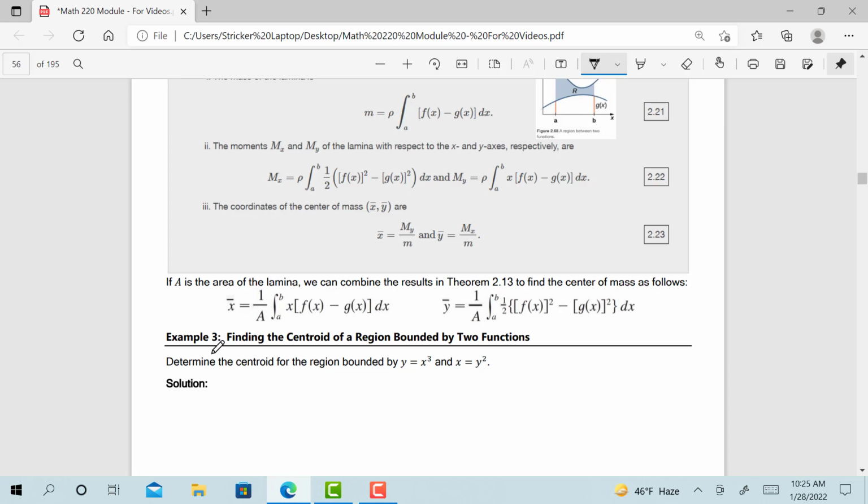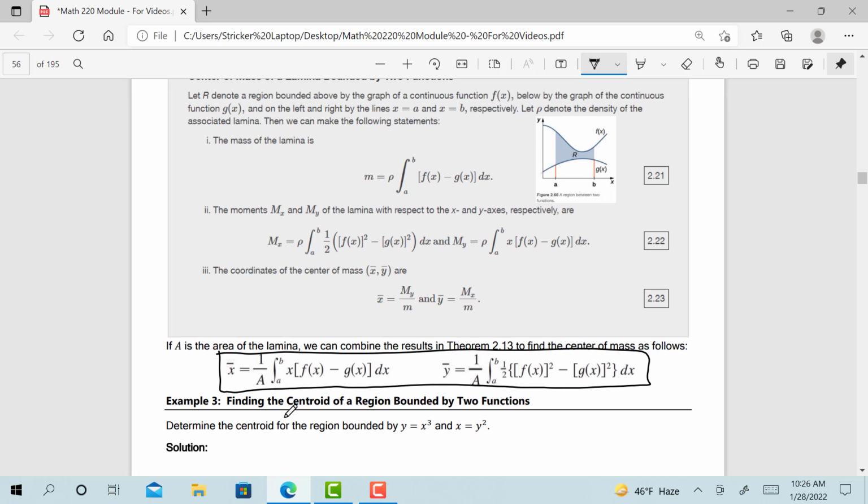You do have a new set of formulas here that you're going to use to find the center of mass, and these are the formulas for the center of mass when you have a region R that is defined as being between two curves, f of x and g of x. So of course the area then, if we were to find the area, is going to be the integral from a to b of f of x minus g of x, the top function minus the bottom function. Again, just like we did in section 2.1.